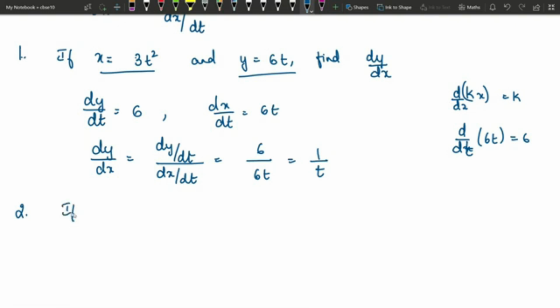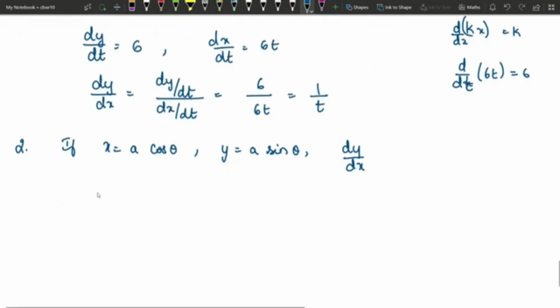Okay, if x equals a cos theta. If you have a, b, m, n, these are all considered to be constants, just like the coefficients 6, 3, 2, whatever, you write it as it is. Similarly, y equals a sin theta, find dy by dx. This might be a question under MCQs. Okay, these are very simple questions. It might come under MCQ.